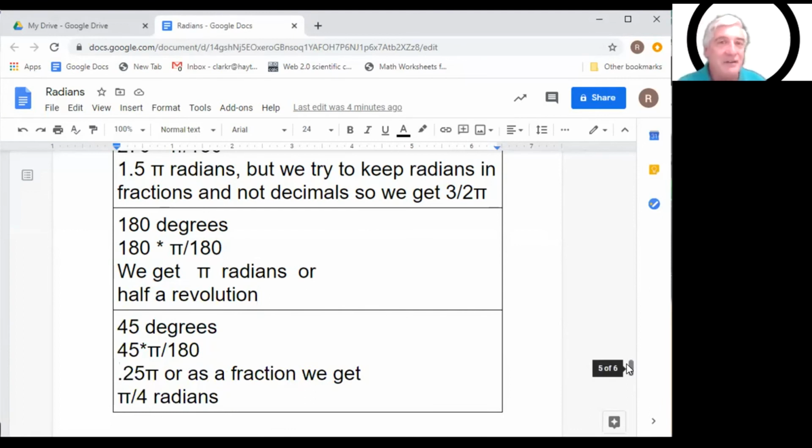My next example, 180 degrees. Yeah, I know, easy example, shouldn't have used it, but I wanted to make sure that you understand that 180 and pi are the same thing. So we multiply 180 times pi divided by 180, and we get pi radians, or half a revolution. Pi is 180. We start at 0, we get halfway around the circle.